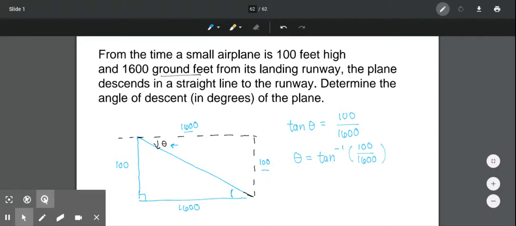In your calculators, again, we're in degrees. Your inverse tangent is just second tangent of 100 over 1,600. And so we would get that our angle is 3.58 degrees. Obviously my triangle is not drawn to scale, but you probably wouldn't want a plane descending a whole lot more steeply than 3 or 4 degrees.